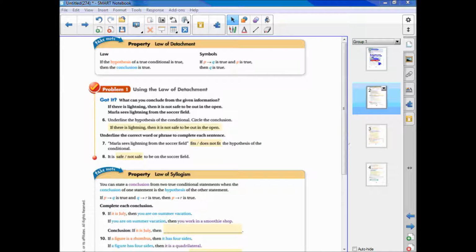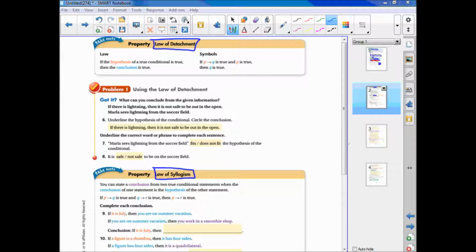Okay, on our second page, we have two very important properties, the law of detachment and the law of syllogism. Okay, and we're going to go through what those mean, and then we'll do some examples. And this will help us with our deductive reasoning because it'll help us take two true facts and put them together to get a conclusion. Okay. All right, so first one, the law of detachment.